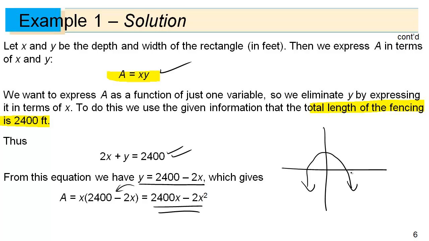Maybe it looks something like that. Maybe it looks something like that. Heck, maybe it even looks something like this. But regardless, it's going to have a maximum, and that maximum is going to occur where the slope of the tangent line equals 0.